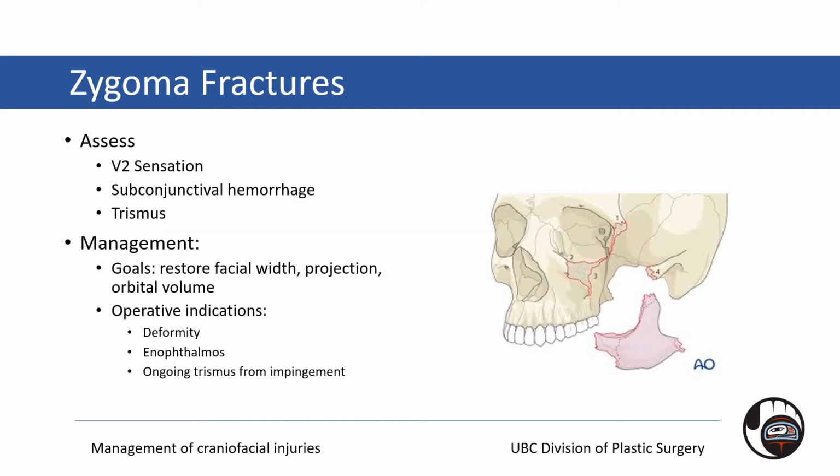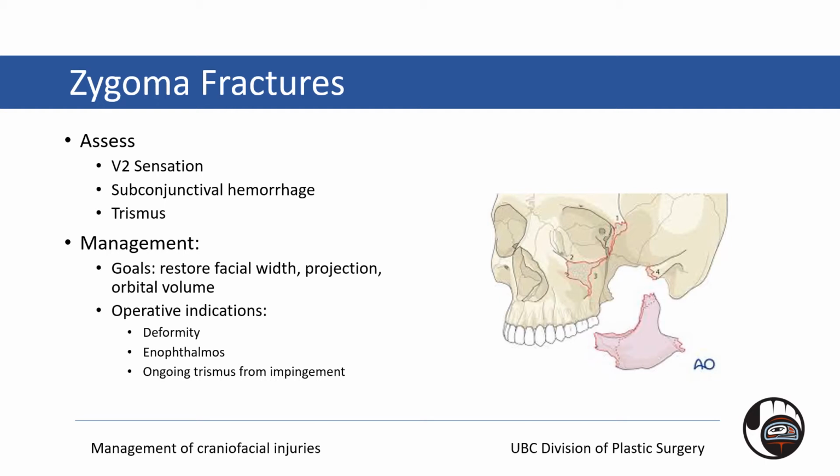The zygoma articulates with 4 bones: the frontal bone, the maxilla, the temporal bone, and the greater wing of the sphenoid. On history and physical, it's important to note any infraorbital numbness, subconjunctival hemorrhage, facial asymmetry including malar flattening, any step-offs along the orbital rim or arch, and any trismus from zygomatic arch impingement.